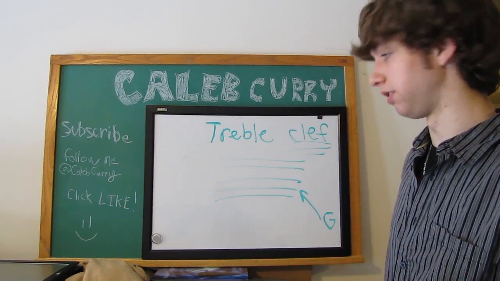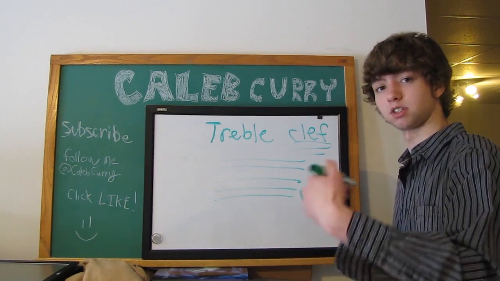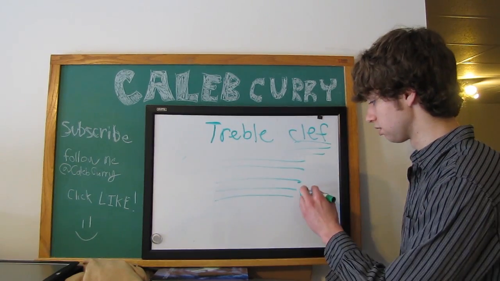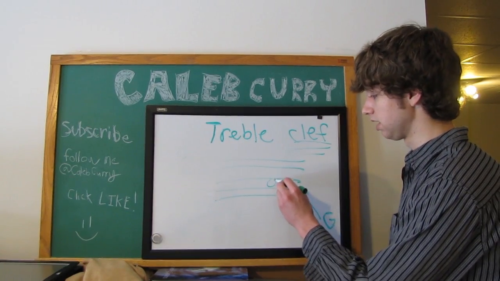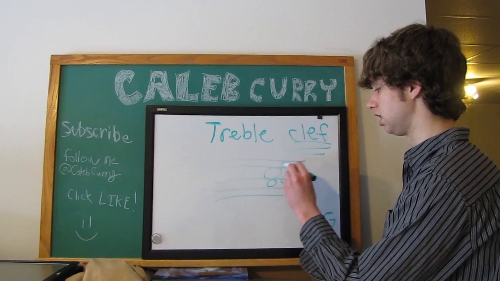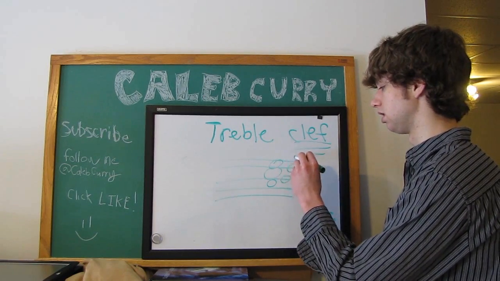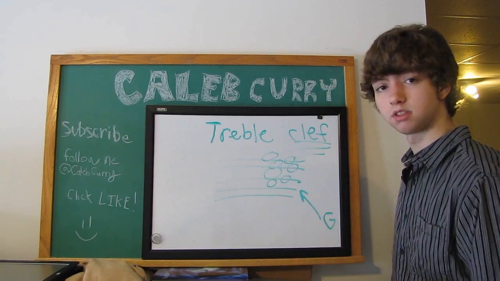And this allows us to figure out everything else because each line in space is the next letter. So the line after G would make this A, this B, this C, this D, this E, this F, and this G. Make sense? Hopefully it does.